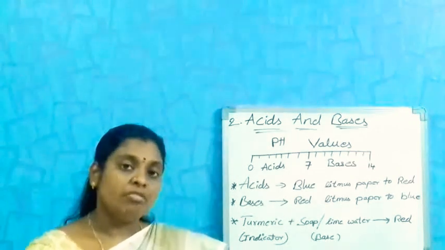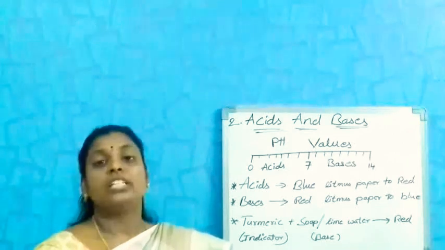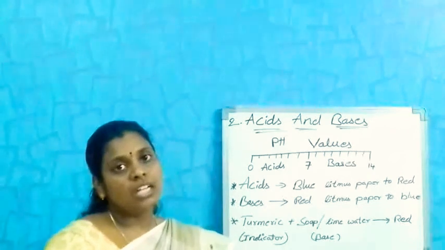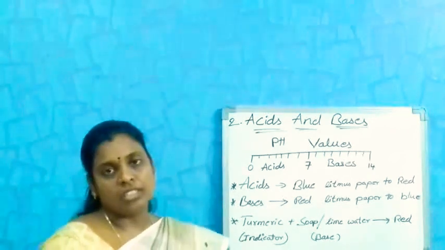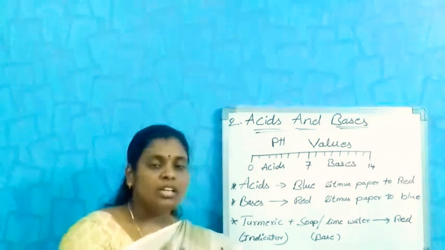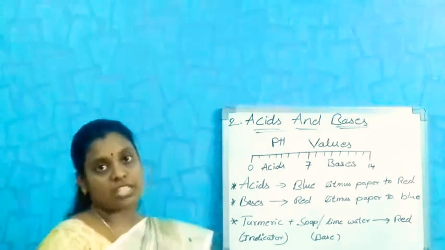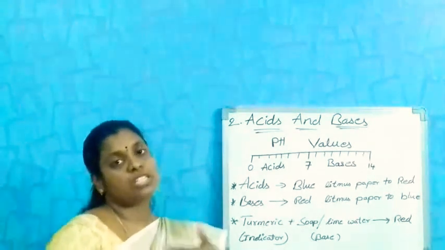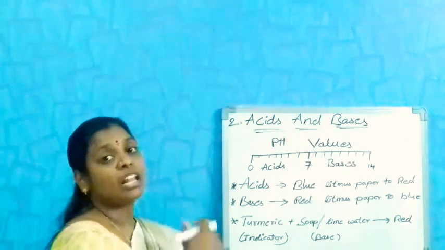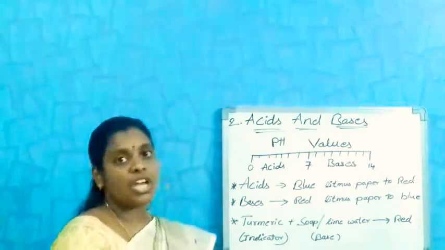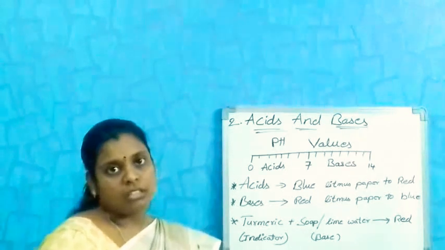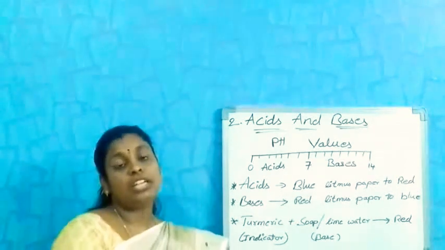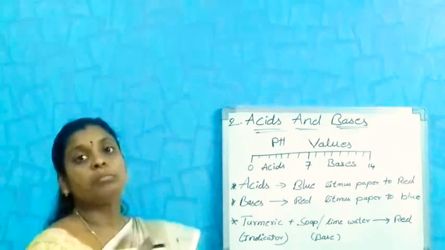A substance which is added to another substance, which results in a color change, is called an indicator. When this substance is added to another substance, the color of the substance will change. So by that we can say that it is an indicator. It is an indicator of acids and bases.